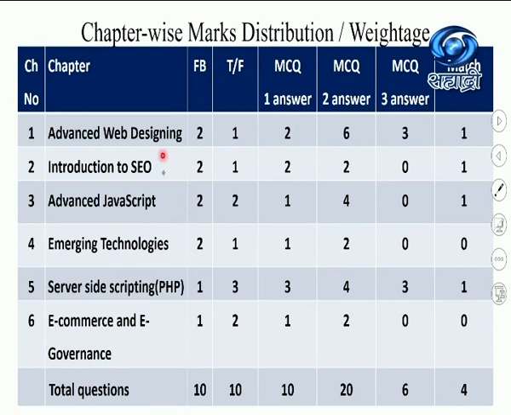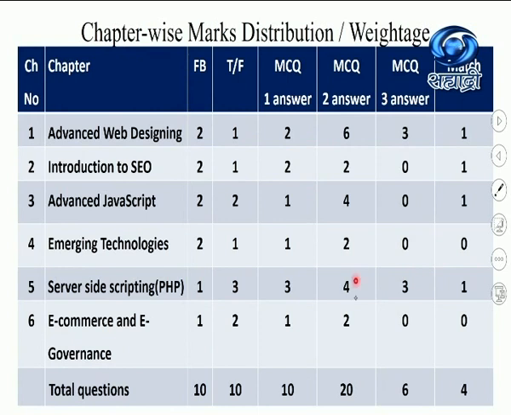Students, observe from the second chapter, 2 fill in the blanks will be asked, 1 true false will be asked, 1 correct answer, 2 questions will be asked, 2 correct answers, 1 question will be asked, and there won't be any question based on 3 correct answers based on SEO. If you observe for 3 correct answers, from chapter 1, 1 question will be asked, and from the PHP chapter again 1 question will be asked. If you observe, from every chapter you will be having the fill in the blanks question. True false questions, you will find they are more in PHP. True false questions will be 2 in case of e-commerce.